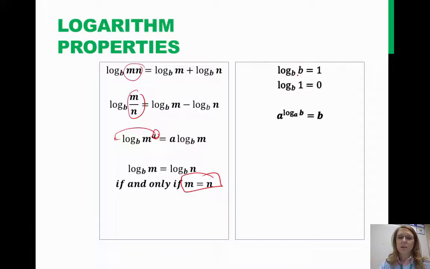Log base b of b, so if the base is the same as what you're taking the log of, it's going to be 1. Log of 1, of anything, is always going to be 0. And then the last thing I wanted to point out to you is b to the log base b of a. Notice that these are the same base. If you have this format, the answer is going to be a.